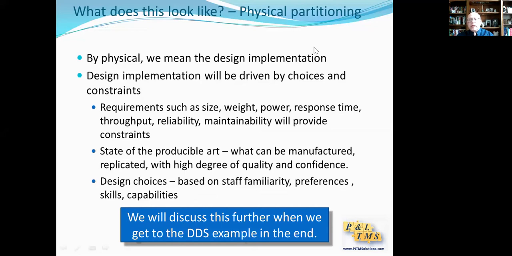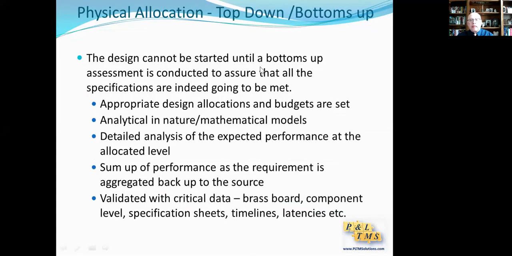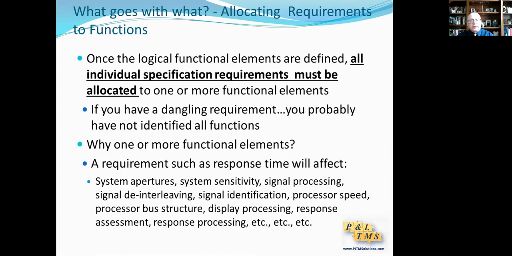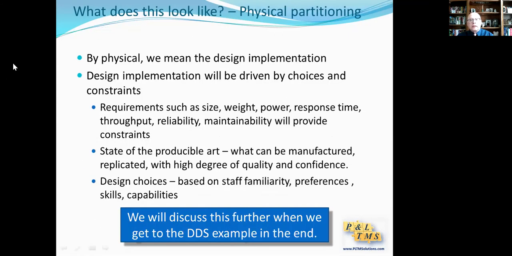So now we're going to do physical. And by that, I mean the design implementation, right? And that will be driven by choices and constraints. So it could be such things as size, weight, and power, response time, throughput, reliability, maintainability. These will provide constraints because you're going to have to live in your design in such a way that these specific requirements have to be met, given your implementation.